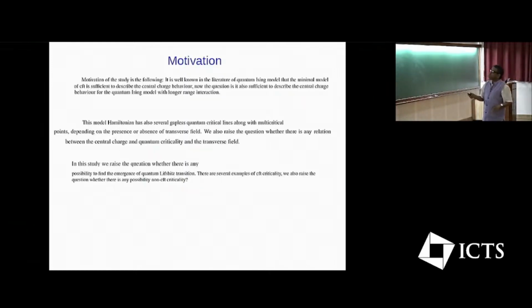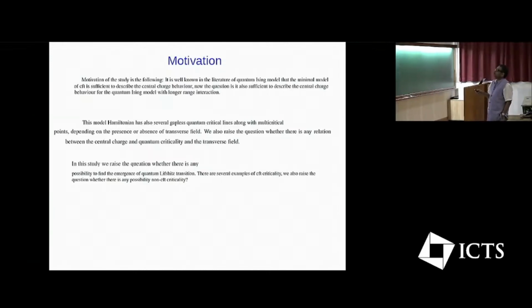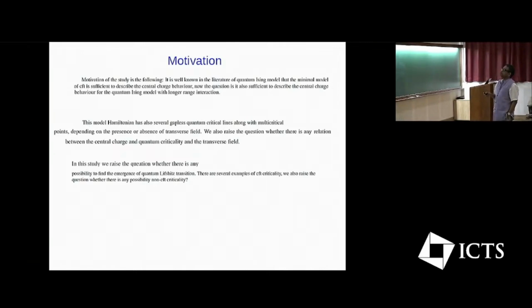So now I go to the motivation of the study, which is the following. It is well known in the literature of the quantum Ising model, minimal CFT. I will come to this point to describe the central charge behavior. Now the question is how to describe the central charge behavior for the quantum Ising model with longer range interaction, or in other words, the quantum Ising model in presence of the spin cluster. Also, the model Hamiltonian has several gapless and quantum critical lines in presence and absence of the transverse field. And we raise the question: what is the relation between the central charge, quantum criticality, and the transverse field?